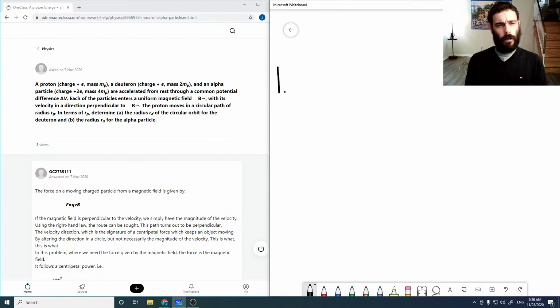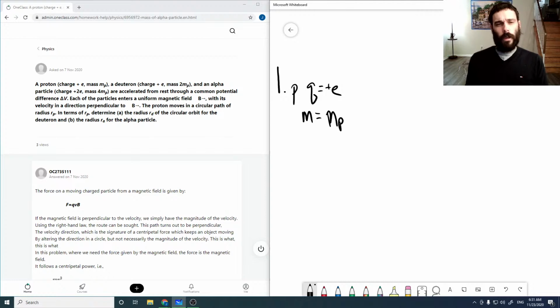reads: a proton, which has a charge of plus e and a mass of mp. A deuteron, which has the same charge but double the mass, and an alpha particle, which has double the charge and 4 times the mass of a proton, are accelerated from rest through a common potential difference.